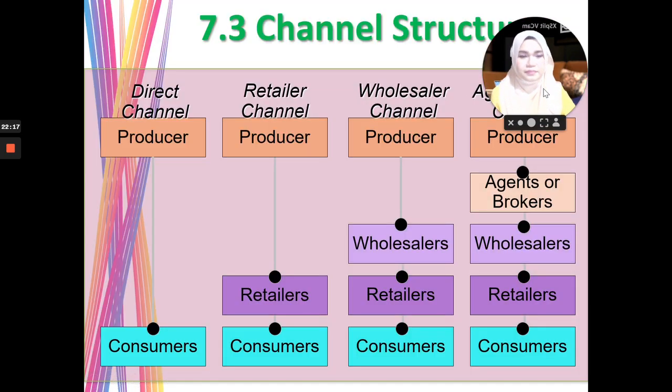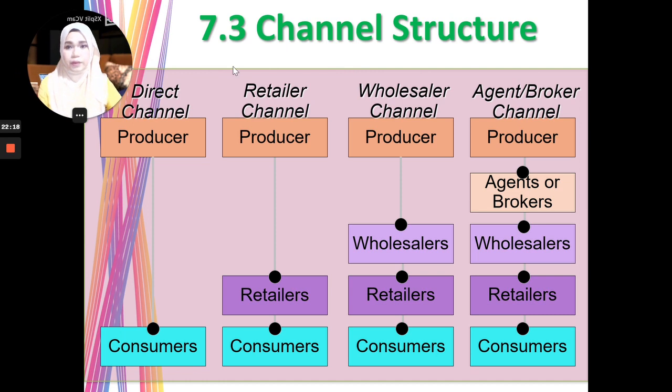Yes, isn't it? Okay, moving on to the third part of the chapter, which is channel structure. So basically there are 4 channel structures that you're going to learn in this chapter, which are direct channel, retailer channel, wholesaler channel, and agent or broker channel, right?